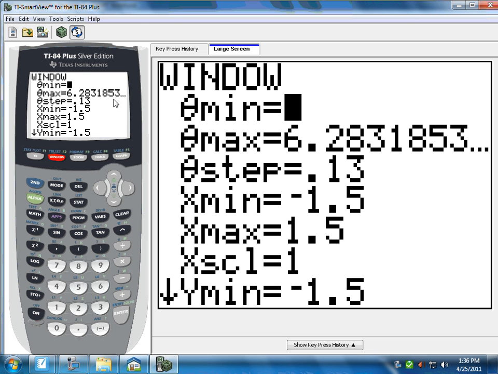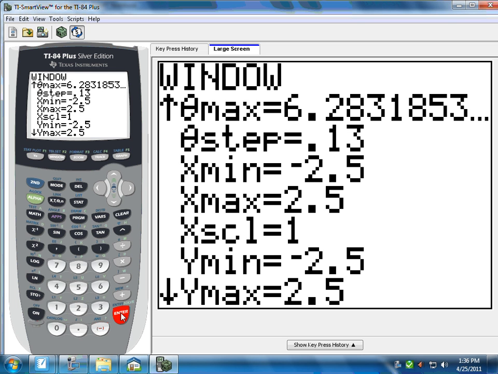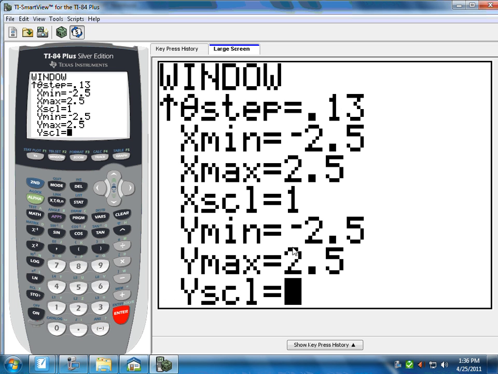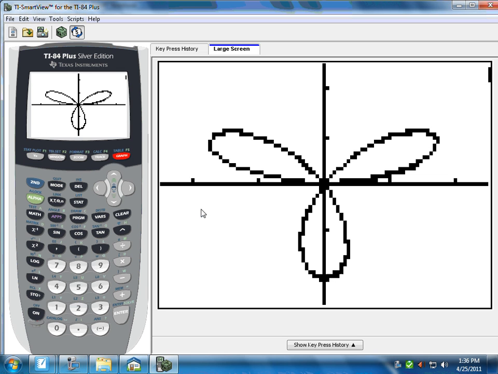Okay, currently I'm going from 0 to 2 pi. But I don't like that, because 1.5 is going to cut it off a little bit, so let me at least go from negative 2.5 to 2.5. You want to include the 2 in your range, basically. Okay, so this one happens to have 3 petals.